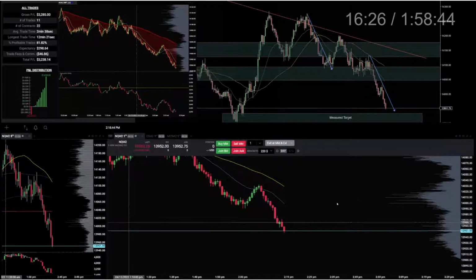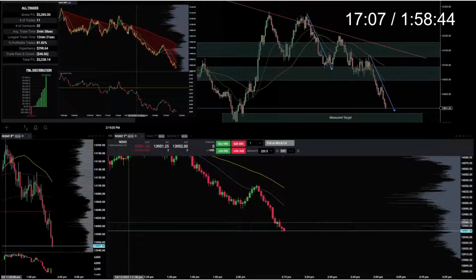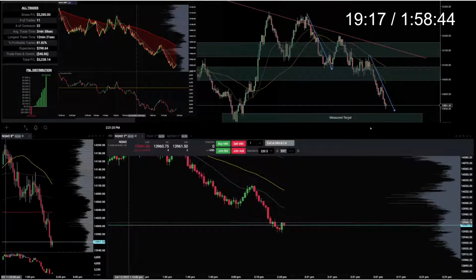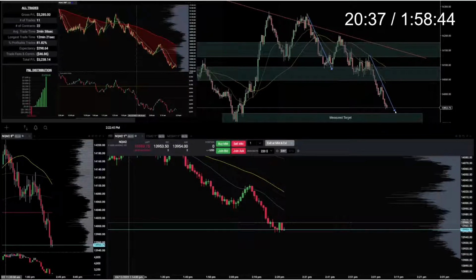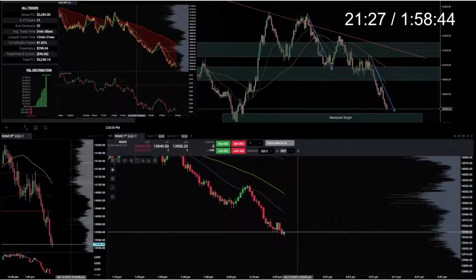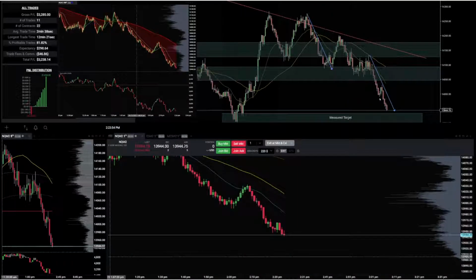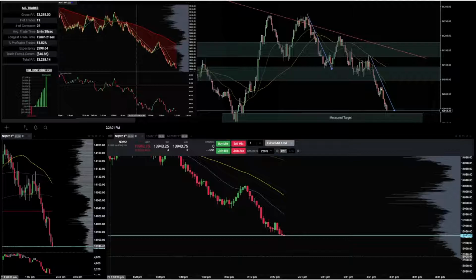Yeah, so that day price pretty much went all the way down. It reached that measured move, and it didn't go too much sideways either. It went pretty straight down. So that was my mistake, cutting that very early, but I was still happy that I caught that move and got some profit out of it.